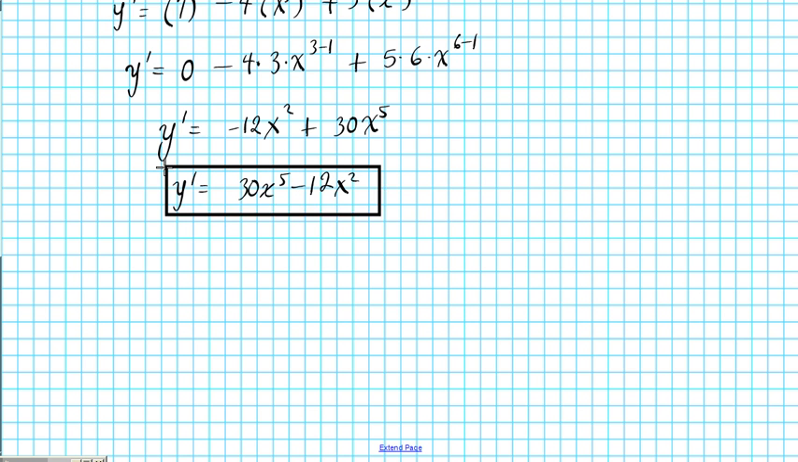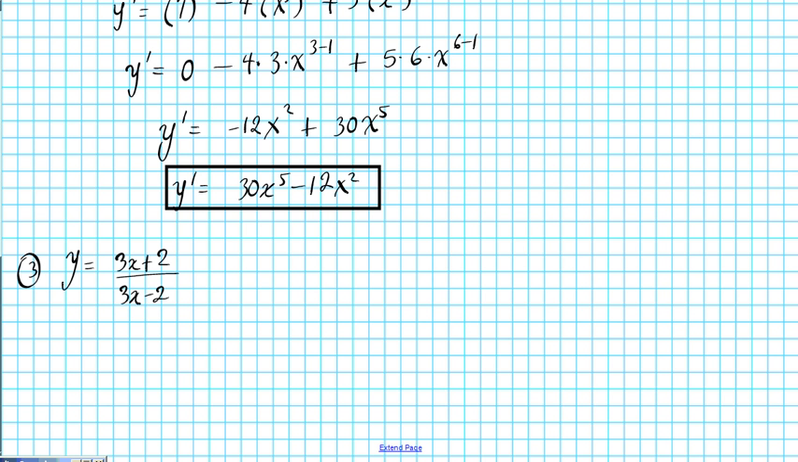All right, let's move on to question number 3. Question 3, we have y equals 3x plus 2 divided by 3x minus 2. All right?